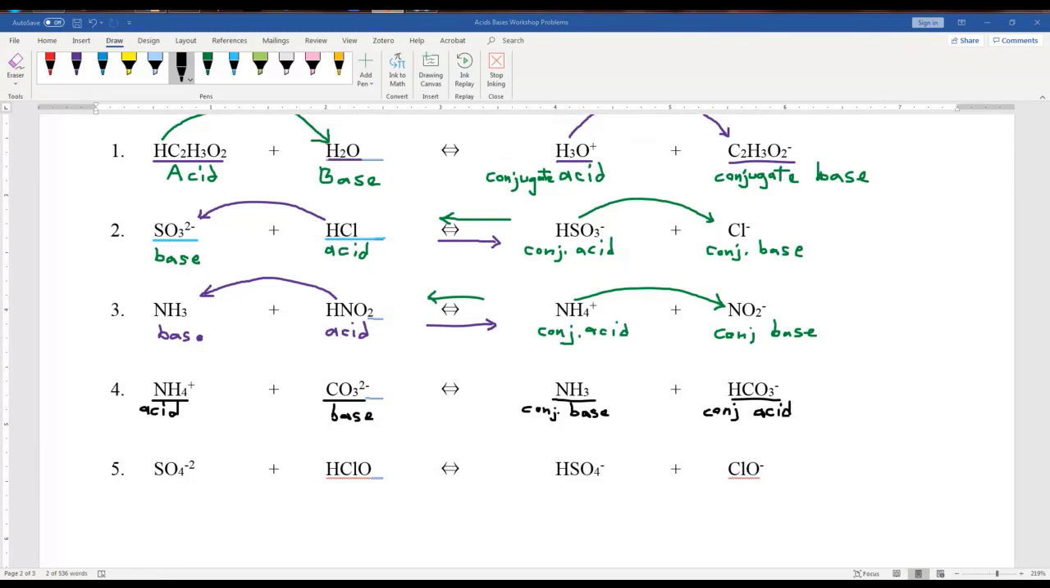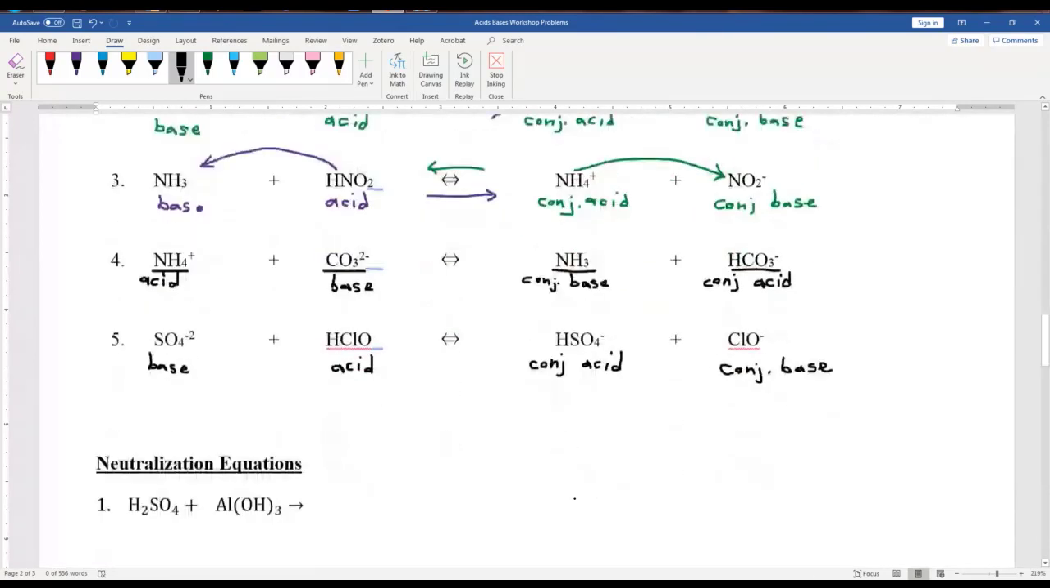Okay. The SO4 and the HSO4. The SO4 will be the base, and the HSO4 will be the conjugate acid. Then the HCl will be the acid, while the other is the conjugate base. Yep. There you go. Very good. I think you guys got this.